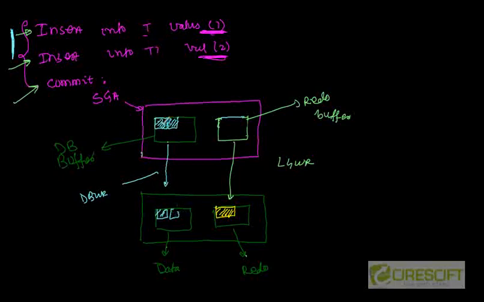So whatever was supposed to be written from here to here, if it is not there, if for whatever reason this is wiped out, then we can always go back to the online redo log file and recreate these changes. That means after commit, the database is in a consistent state. Whatever 1 and 2 from here, I can reconstruct and write to the data files.